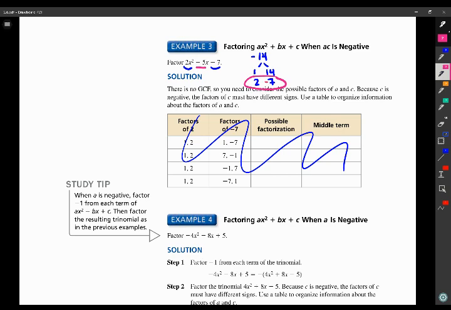Now, you always want to double check as well. So 2 and negative 7 gives you a negative 5, which checks out. But is 2 times negative 7 negative 14? Yeah, that checks out as well. If it didn't work out, then you either have the wrong pair or maybe it's prime and you can't factor it, which is also a possibility. But once you get your pair, we draw our box.